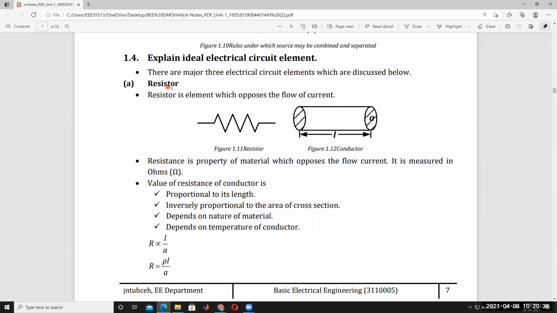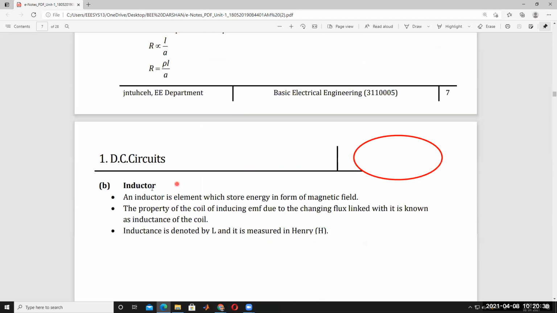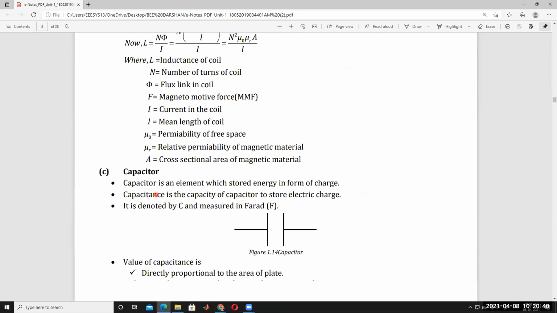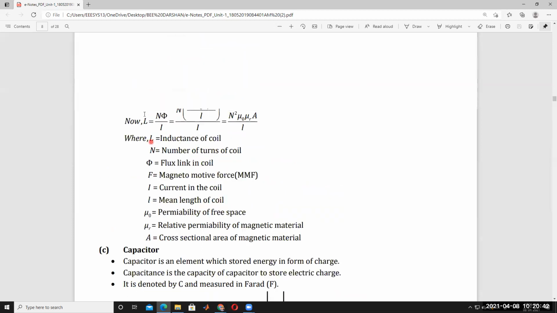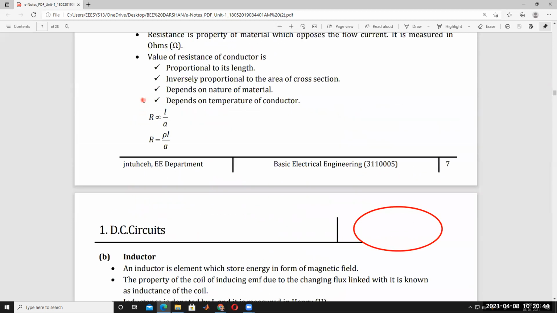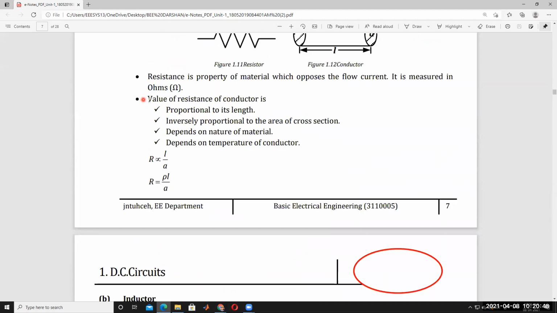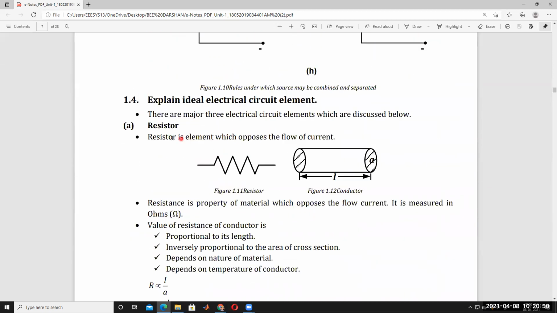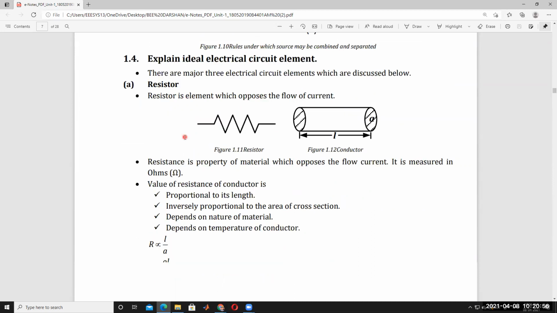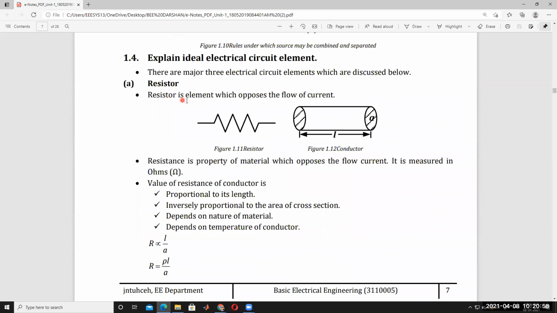First one is the resistor, second is the inductor, and third is the capacitor. Based on these three elements, the entire circuit analysis is done. So we have to discuss based on three elements only, and by using these three elements we design different types of concepts. First, the resistor. A resistor is the element which opposes the flow of current.